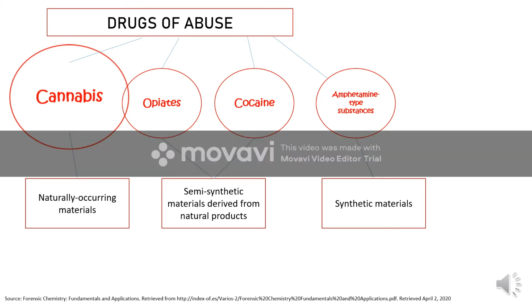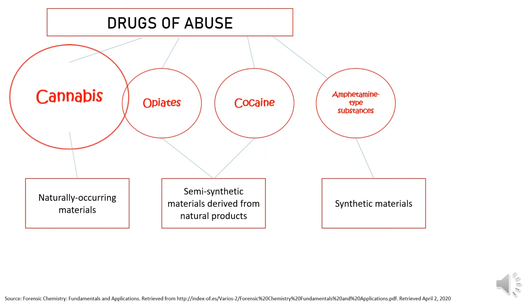So today we will focus on cannabis, including 3 of its most common forms: plant material, resin, and hashish, and their active components. We will also discuss a different confirmatory test for analyzing cannabis.